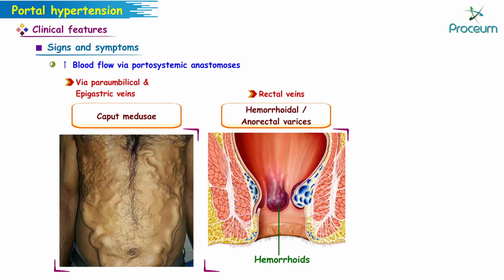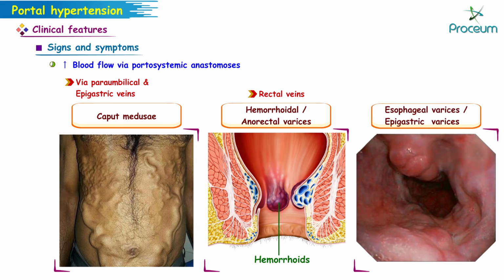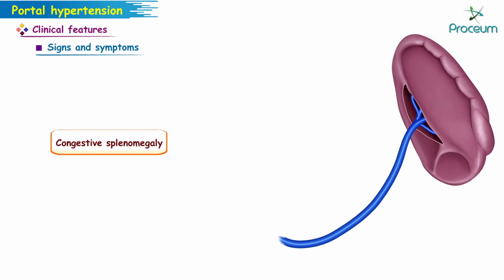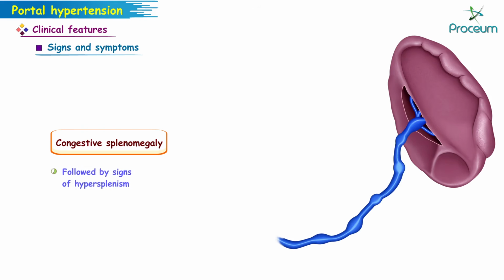Via the veins of the gastric fundus and the lower esophagus, esophageal varices and gastric or epigastric varices may develop, resulting in risk of life-threatening esophageal variceal bleeding. It can also cause congestive splenomegaly followed by signs of hypersplenism.